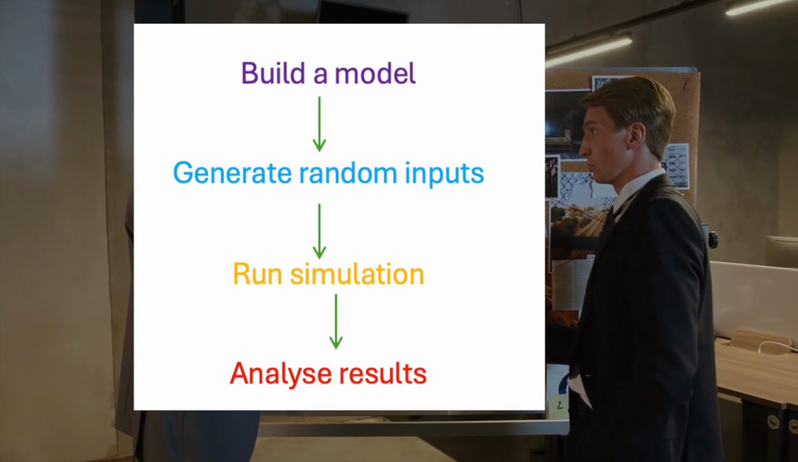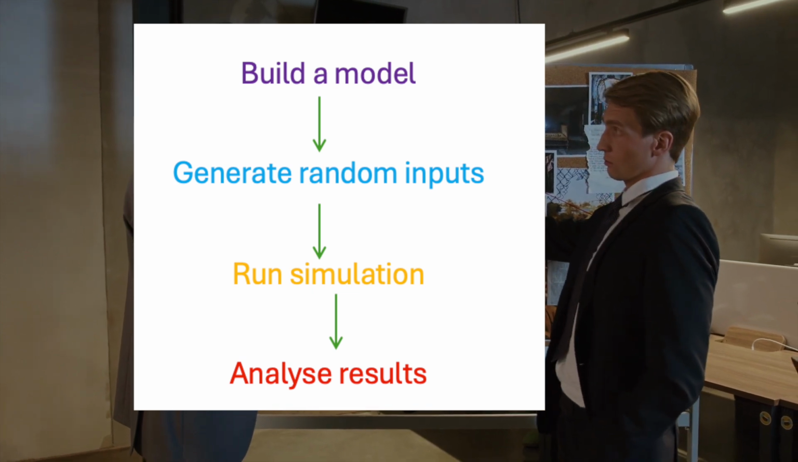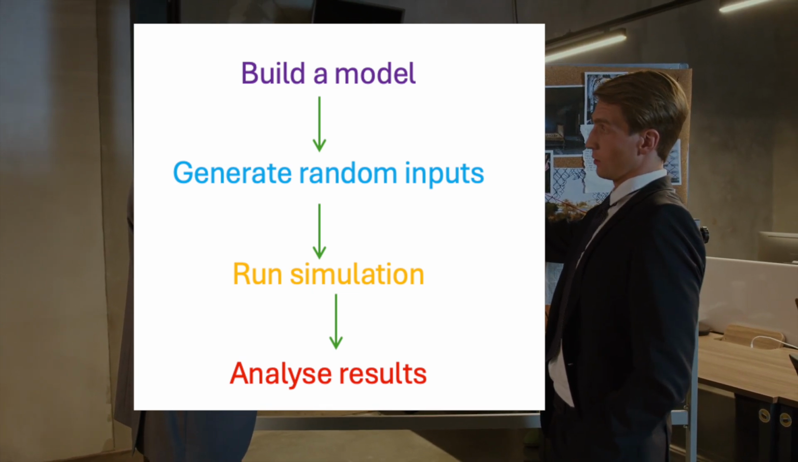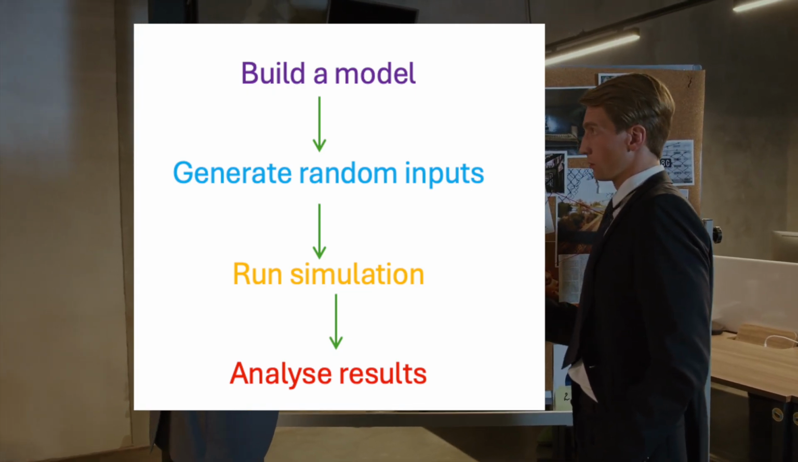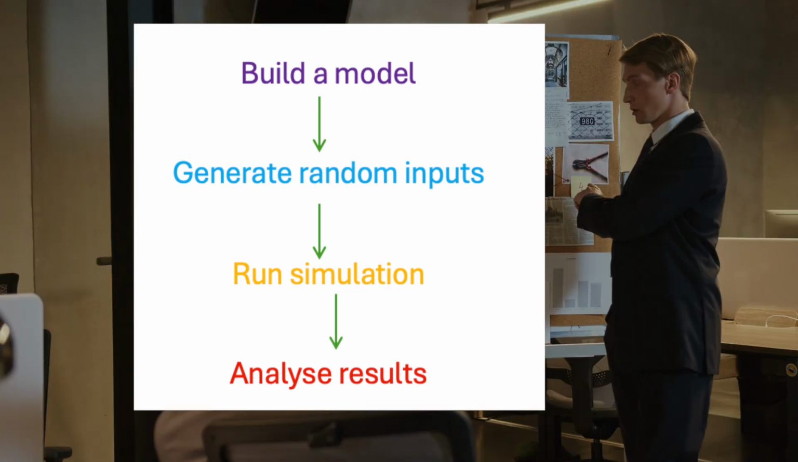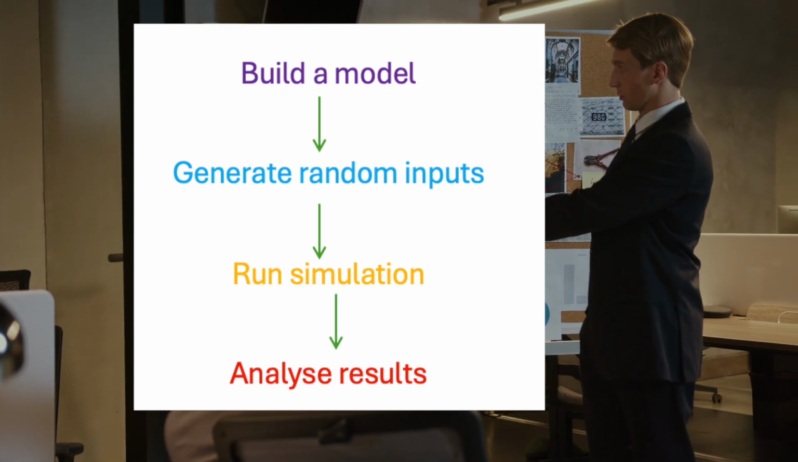Step 1, build a model using historical data or assumed probabilities. Step 2, generate random inputs through the process of random sampling. Step 3, run the simulation with a higher number of trials yielding better results. Step 4, analyze results using statistical summaries with relevant data visualizations.